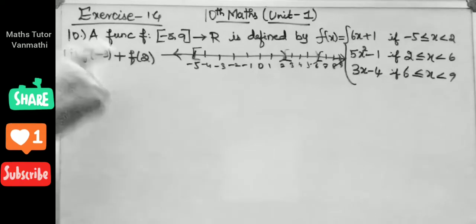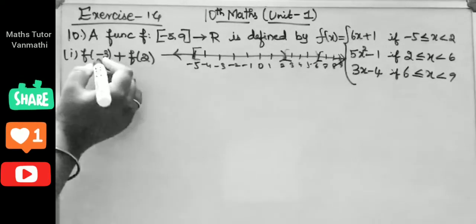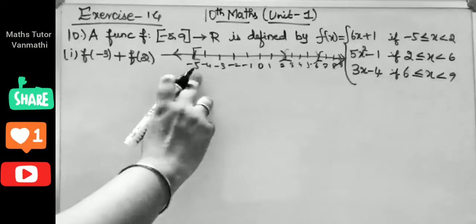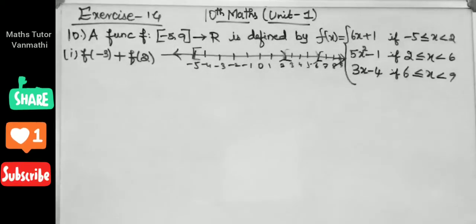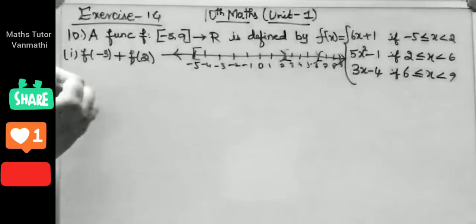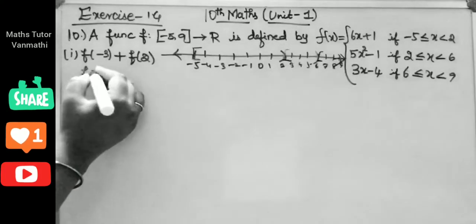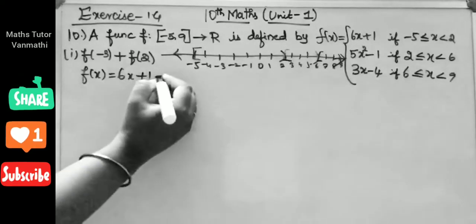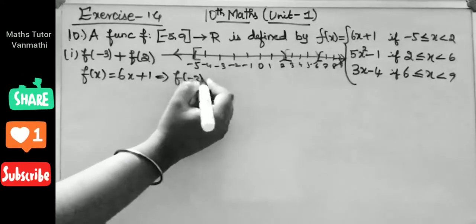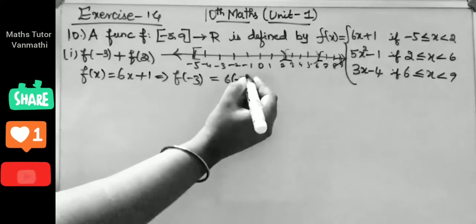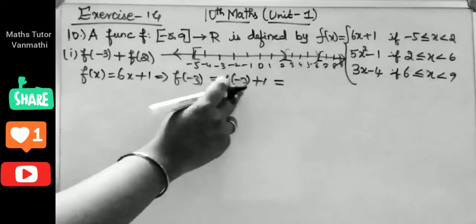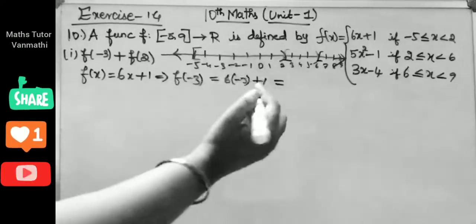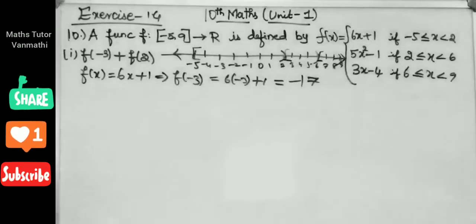f of minus 3 plus f of 2. Where does minus 3 lie? Minus 3 lies between minus 5 and 2. So we can take the first function, 6x plus 1. f of x equal to 6x plus 1, which implies f of minus 3 equal to 6 into minus 3 plus 1. You get 6 threes are 18, minus 18 plus 1, you get minus 17.